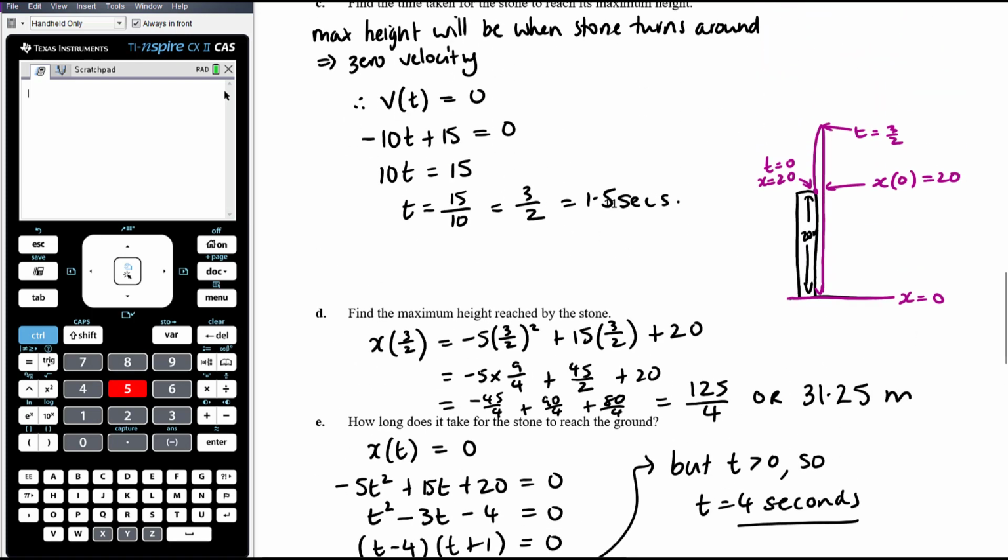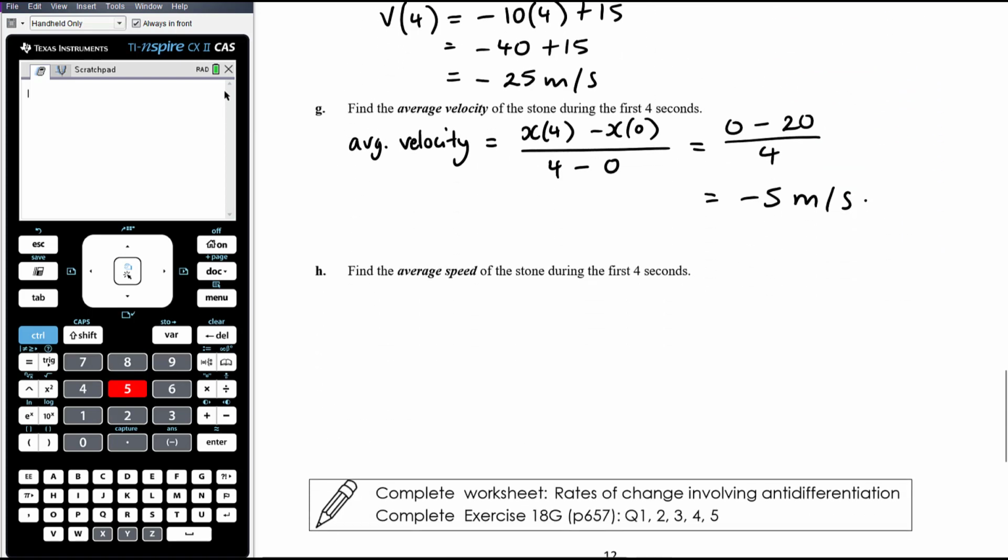It makes sense that over the first 4 seconds, which is the entire trip up to its maximum and then down to the ground, the average velocity over that period is negative because it's traveling further with negative velocity, so it's going down more than it's going up, okay? And so therefore the average velocity should certainly be negative.